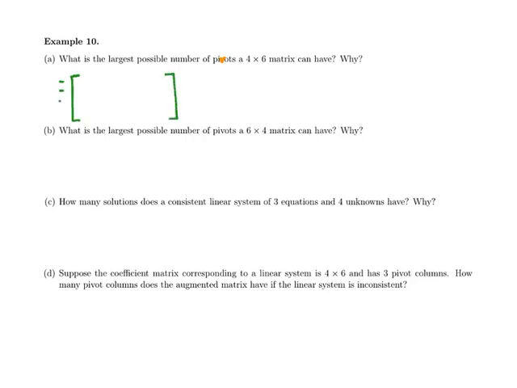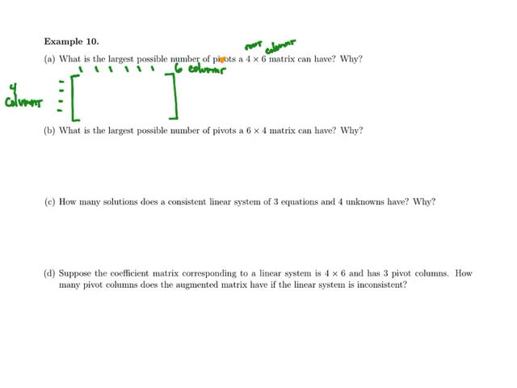It's important to understand that we're talking about a 4 by 6 matrix. We are saying that there are 4 rows and 6 columns. 4 by 6, that is rows by columns. So what is the largest possible number of pivots that a 4 by 6 matrix can have? And it might be good to pause the video and explore for yourself what that could be.